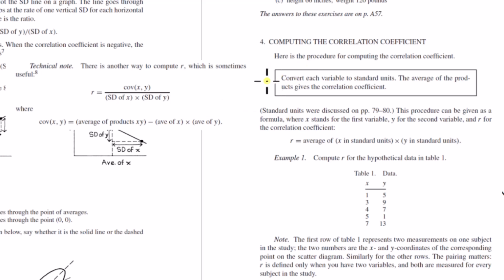But I think this description here is really useful because it can help us with our intuition behind what exactly the correlation coefficient is. And I think this is a lot easier to remember as well. Just convert all the data points to standard units and then take the average of the products of those standard units.